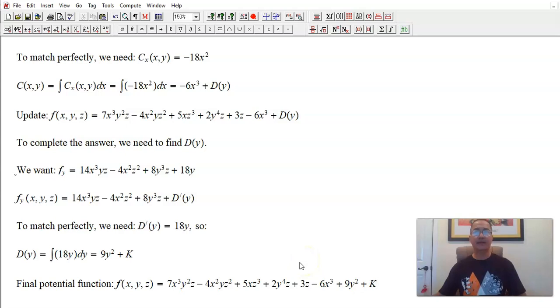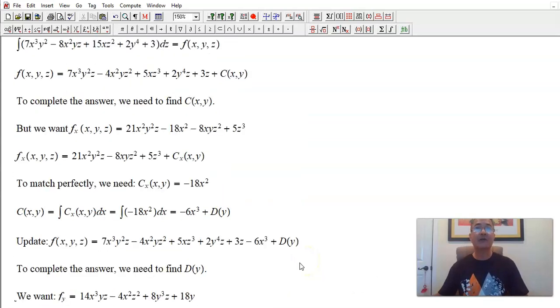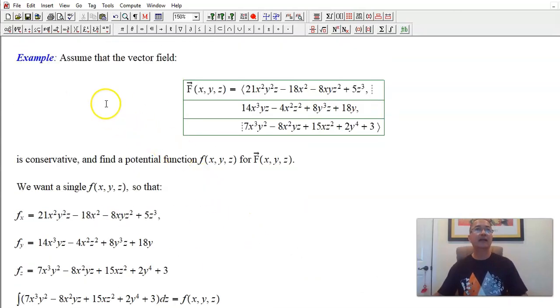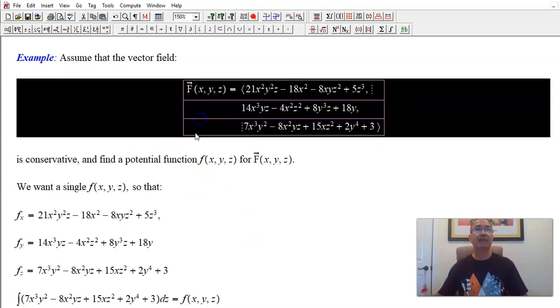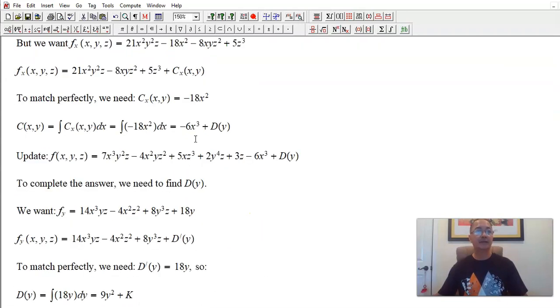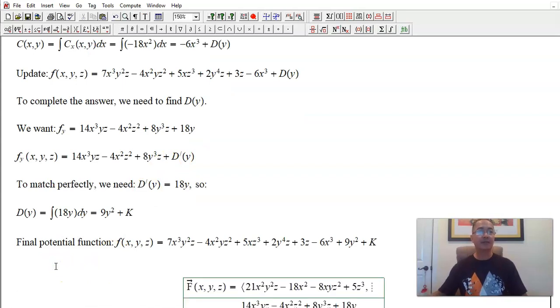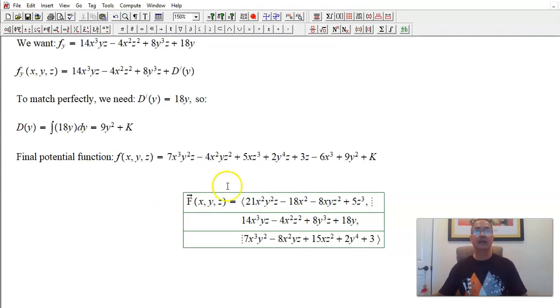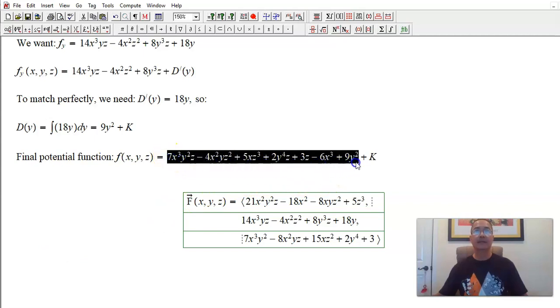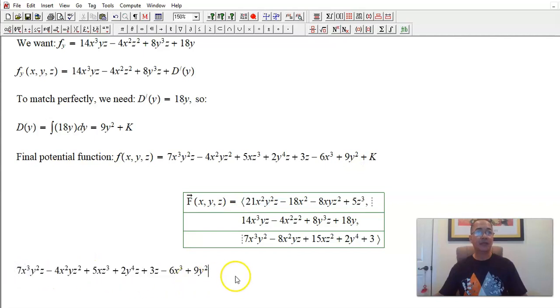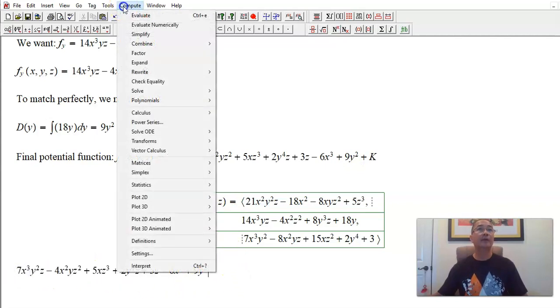Okay, so we have reached our potential. You know what? Let's check, because we have Maple to help us. This is our given function. Let's copy that over here, and let's see if we have the right answer. Okay, so copy that here, and we go.